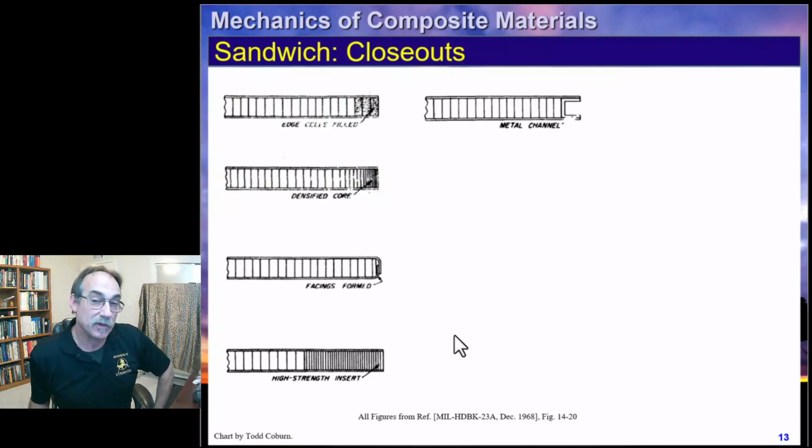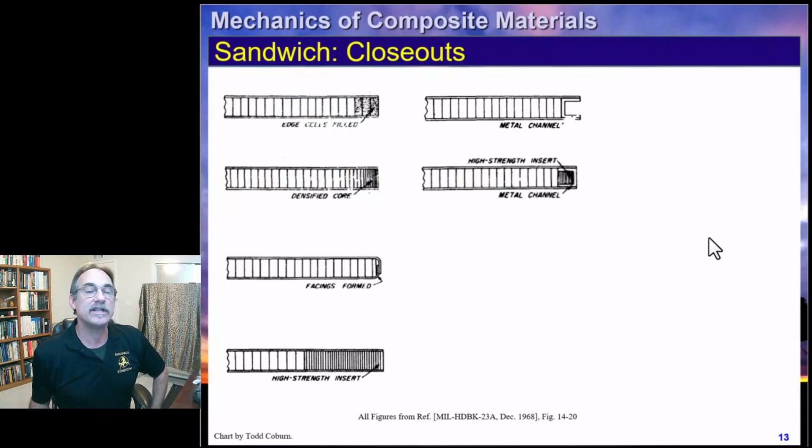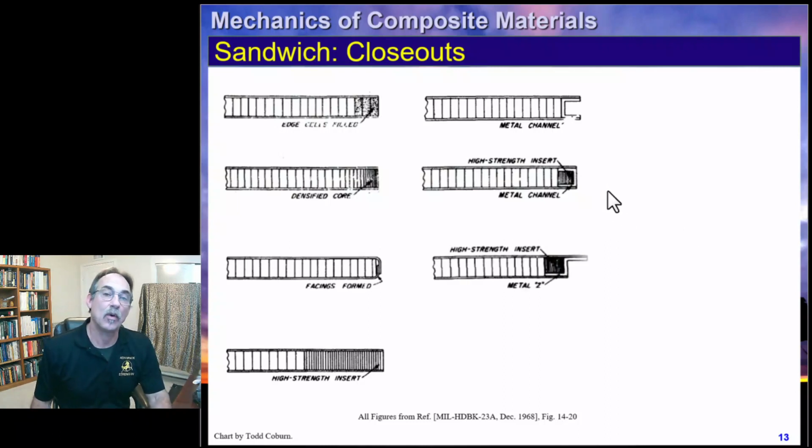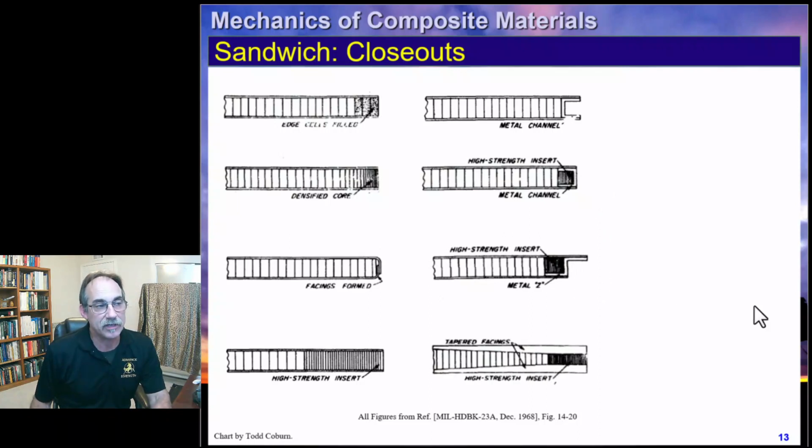We do similar things with other composite structures. Another way is to bond in a little angle or a Z or a C channel, which could have a higher density core in it, or could just all be bonded with adhesive, or even have void structures with bonding around the edges. All of these are different ways.